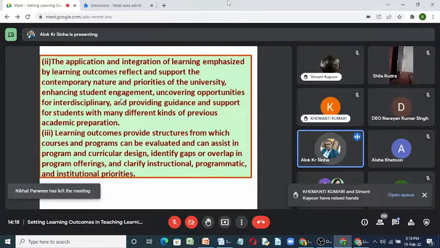And the third one is that learning outcomes provide structures from which courses and programs can be evaluated and can assist in program and curricular design, identify gaps or overlaps in program offerings, and clarify instructional, programmatic, and institutional priorities. So learning outcomes are important for institutions, and we all know that the first preference of people is an institution which has high learning outcomes. So it benefits all three equally: students, teachers, and institutions.